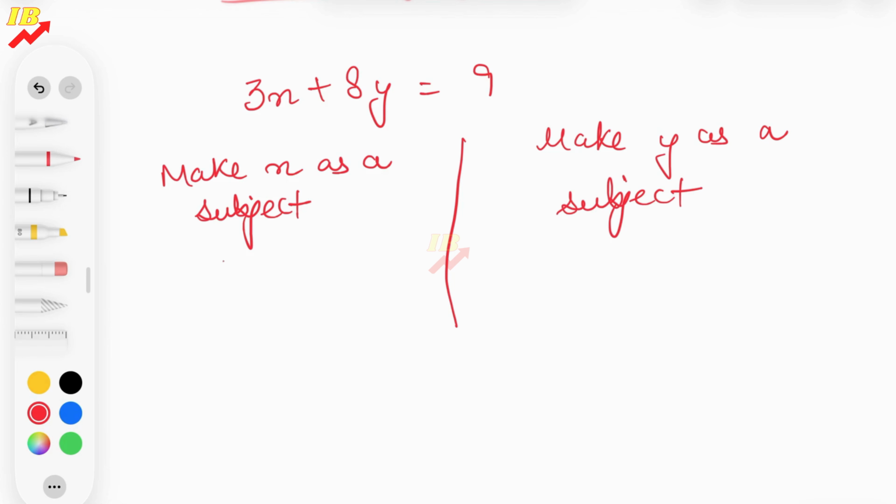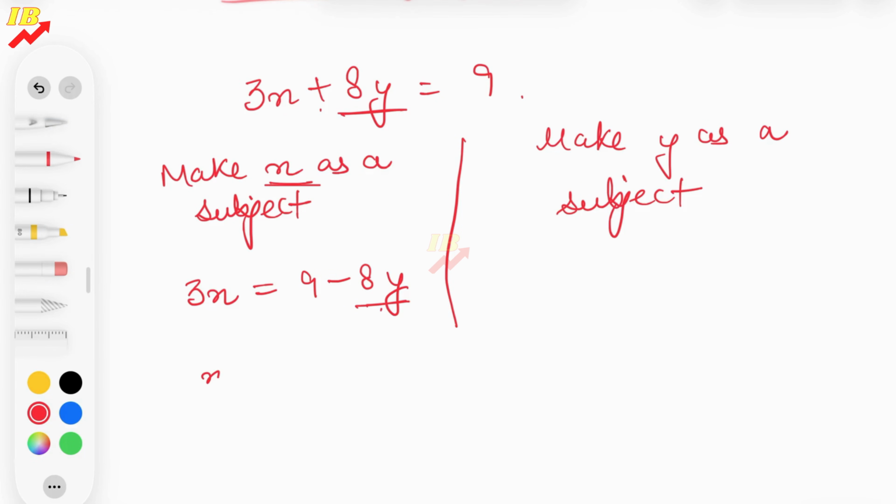So let's start. If I'm saying make x as a subject here, so what you are going to do, you will be making it like this. I can write 3x will be equals to 9 minus 8y, okay? Because x is a main thing, right? X is a subject here, so x should be on the left, and the rest of the numbers will be on the right hand side, right? So that means I am shifting this 8y to the right side, and for that you have to change the sign. It is plus here, and if you shift it to this side, this will be negative here, right?